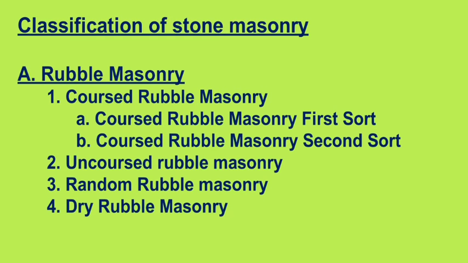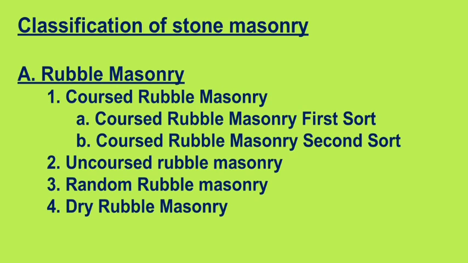Classification of stone masonry. First one, rubble masonry. Second one, ashlar masonry. Now, let us study the different types of rubble masonry. First one, uncoursed rubble masonry, second one coursed rubble masonry, third one random rubble masonry, and fourth one dry rubble masonry.